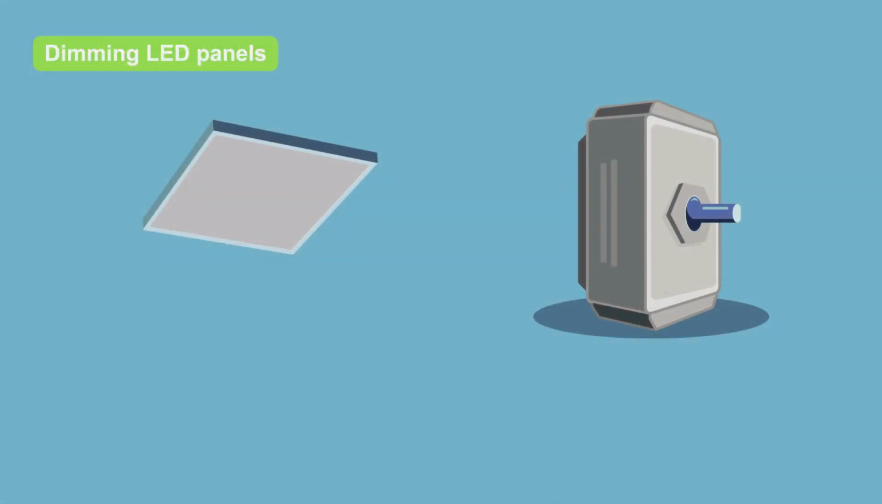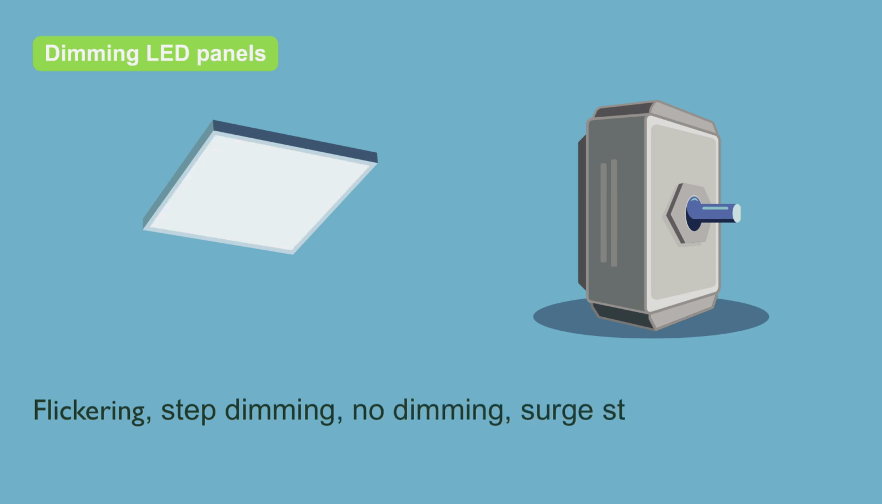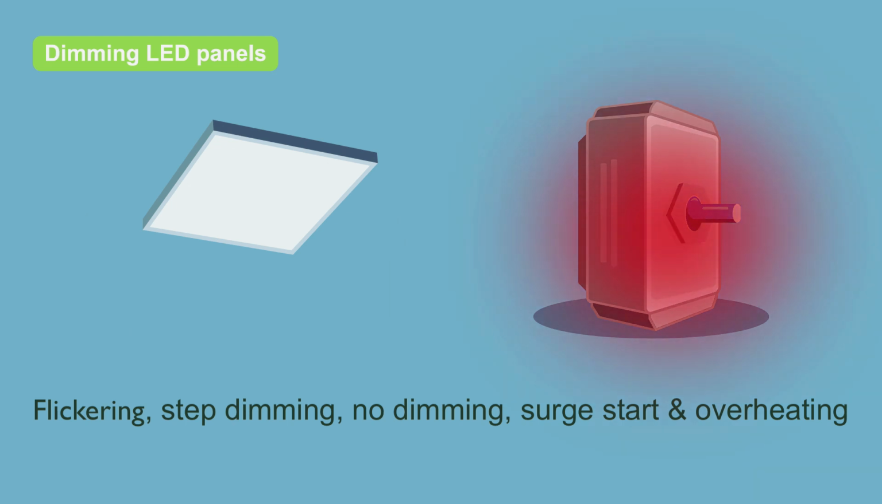If you don't get all the components right, you're going to get flickering. You're not going to get smooth dimming performance. You'll get like a surge flash when you switch on. And the most worrying thing is, if you've got the wrong type of dimmer, the components in the module will start to overheat.